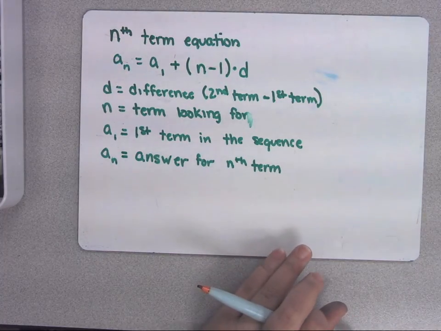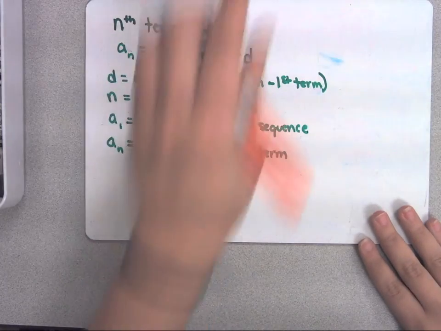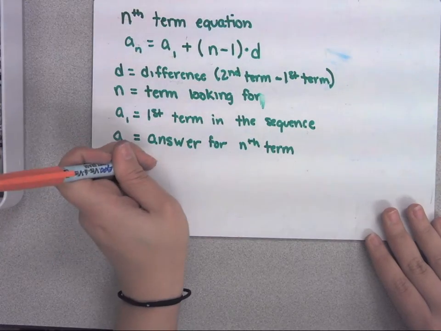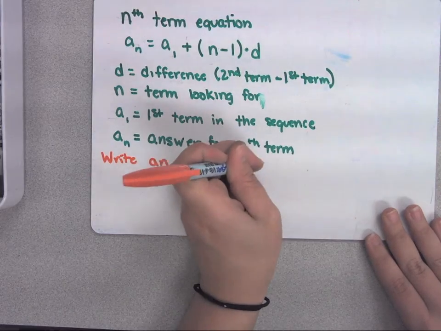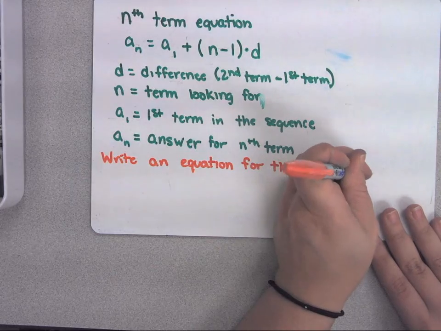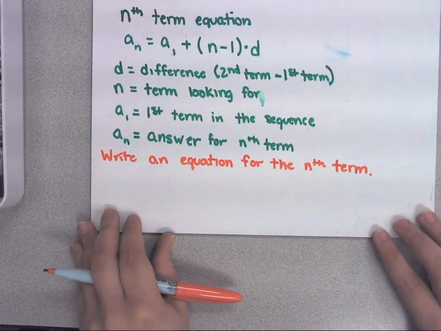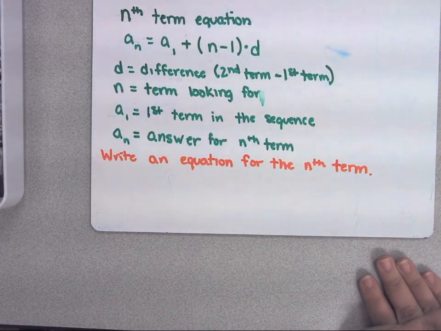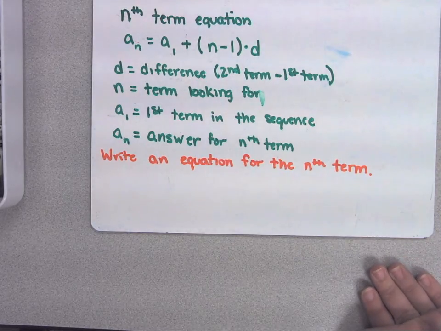Now this is how this works. The instructions are going to say, just make sure that's awake, write an equation for the nth term. So we're just going to write an equation based on whatever sequence they give us. And I will always give you that formula. I may not always tell you what the letters mean. You'll have to remember what the letters mean.